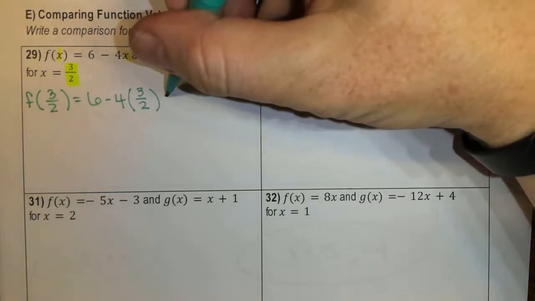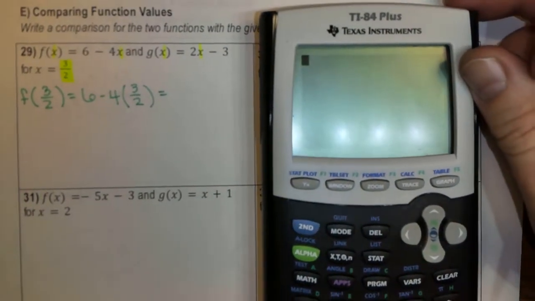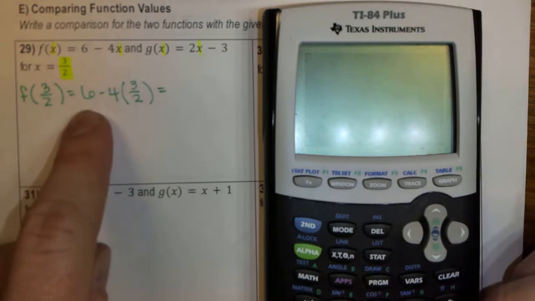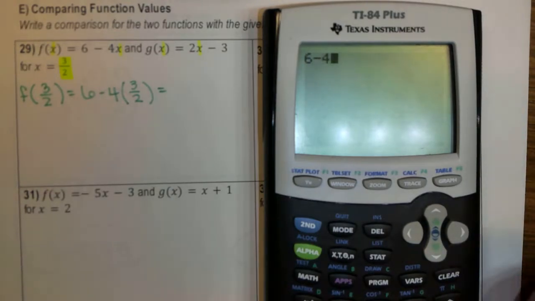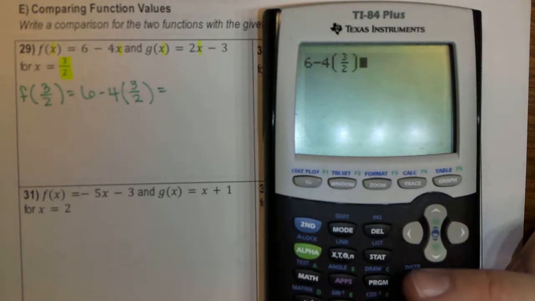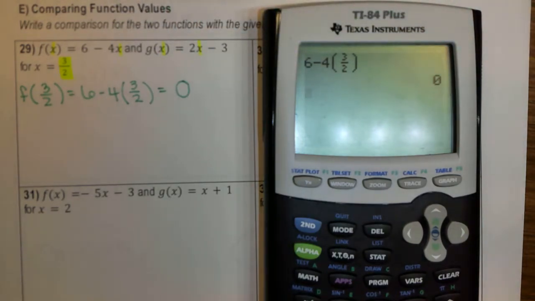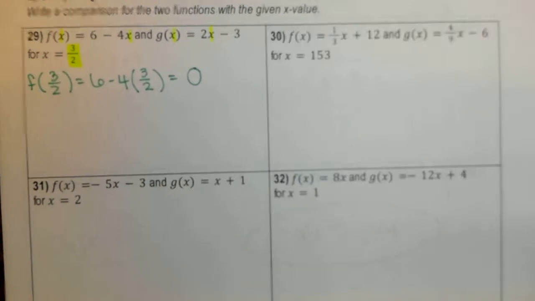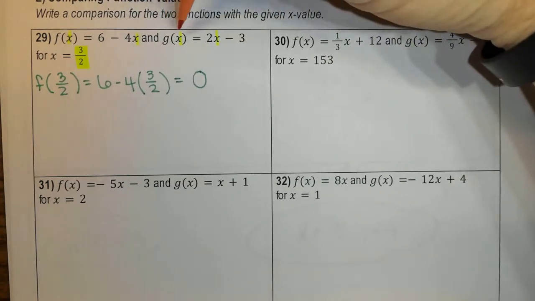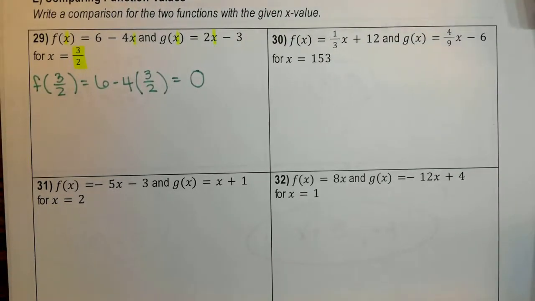Okay? So I can get my handy calculator out, unless you want to do this without one, which you can. But I'm going to type this in. So I have 6 minus 4 parentheses, my fraction 3 over 2, and my answer is 0. Awesome. Now I'm going to do that same thing, but I'm going to write the second one, so the g. Okay? So yeah, make sure you don't write the same one twice, because then you'll always get them equal, and that would seem really weird.